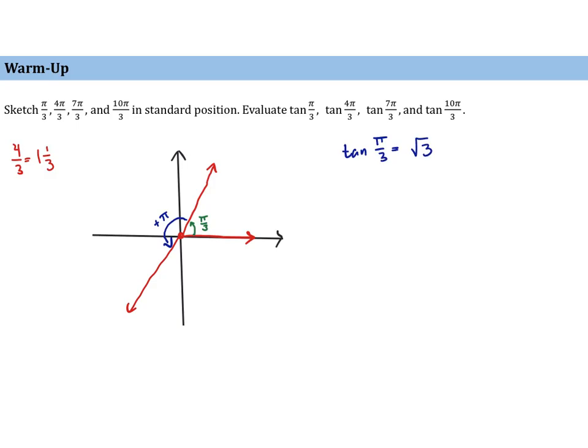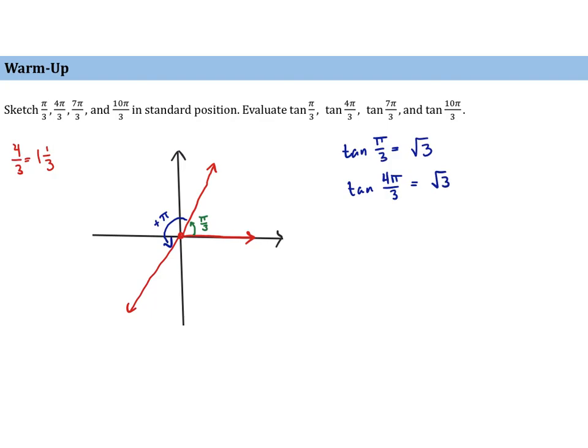And you'll notice that the reference angle here is pi over 3. And tangent of theta is positive in the third quadrant. So tangent of 4 pi over 3 is the square root of 3.